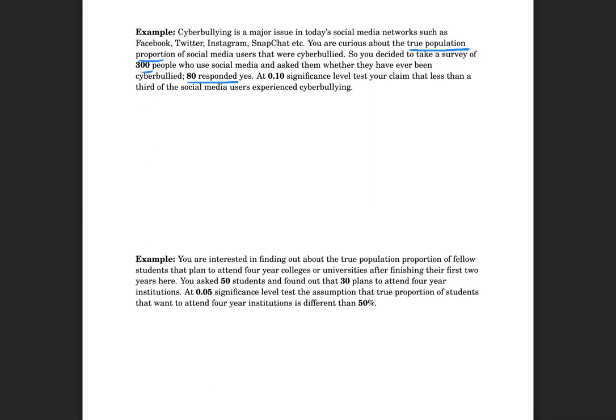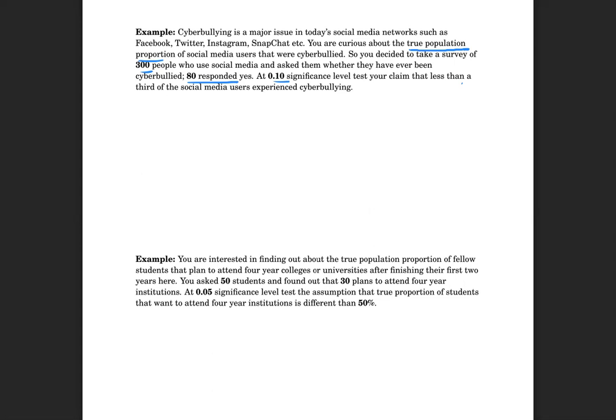At a 10% significance level, okay, that's your alpha, test your claim that less than a third of the social media users experience cyberbullying. So less than a third means 1/3, right? 1/3 is 0.33 roughly.